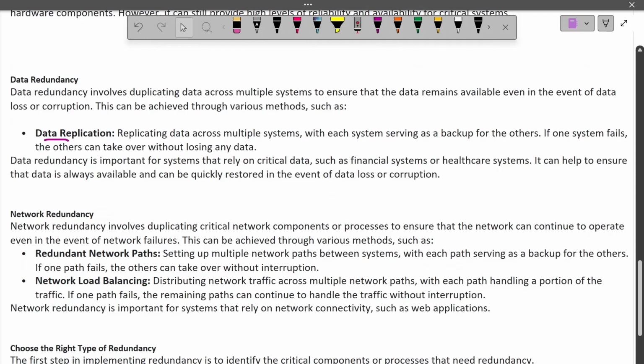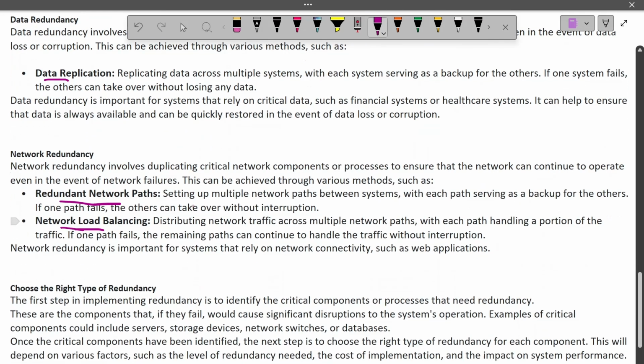Like I said, it is simple. You should have a redundant network path and you should be doing network load balancing. Now coming to choosing the right type of redundancy, how should you do it?